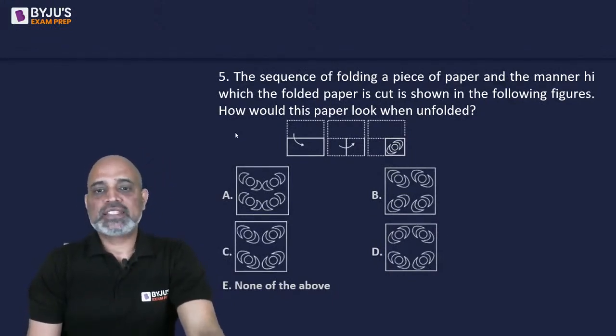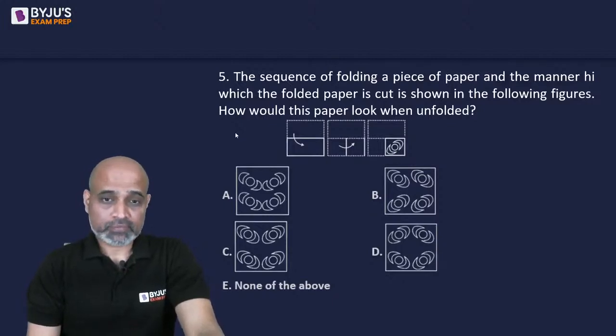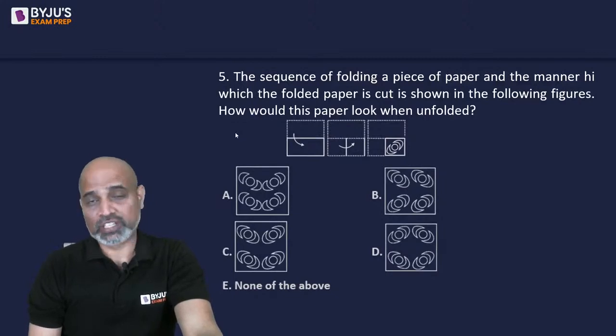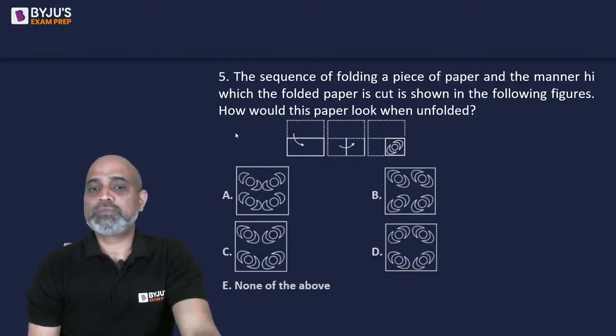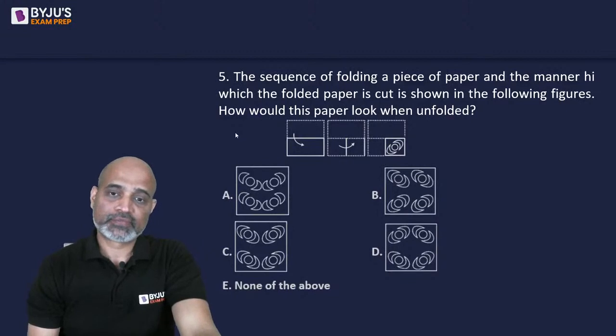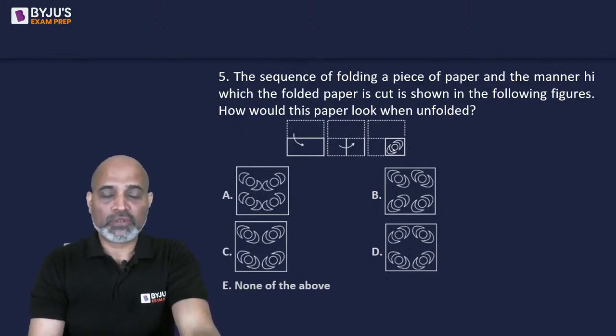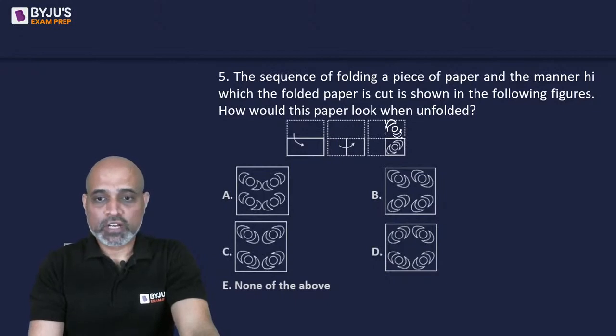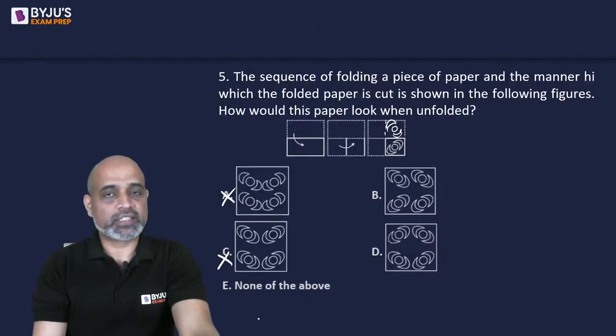Okay, the next one is the sequence of folding a piece of paper and the manner in which the folded paper is cut, shown in the following figures. How would this paper look when unfolded? So you have this particular symbol. When unfolded, you're going to have a mirror image of this, right? ये mirror image होगा इसका. Which one is like that? A is not like that. C is not like that.